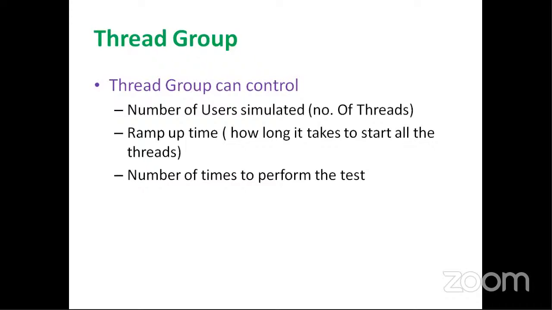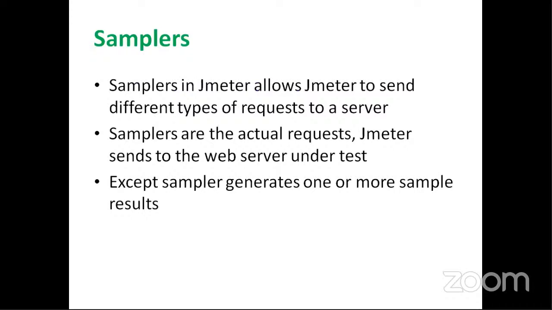Also, thread group can create the number of users. Say for example, if you want to run for 1,000 users, yes, thread group can create it. And ramp up time, how long you want to run the particular script. Say for example, you have 1,000 users and you want to run them within 2 seconds each. Then you can perform that function using thread group. And how many times you want to perform it? 5 times, 10 times, 15 times. So everything can be done in thread group.